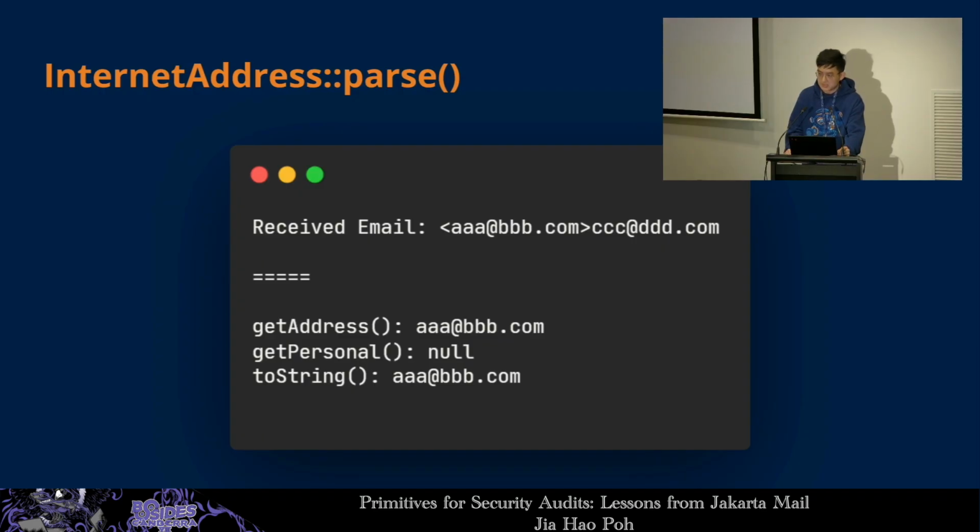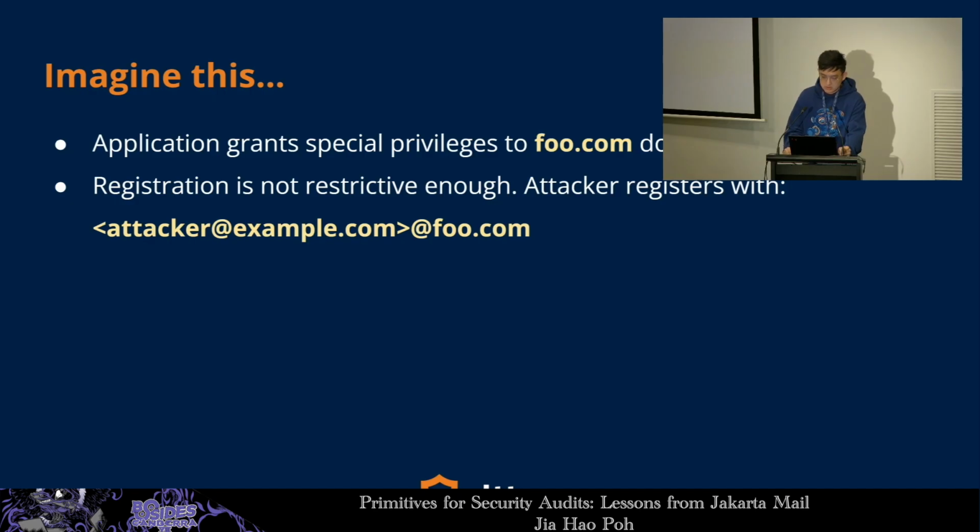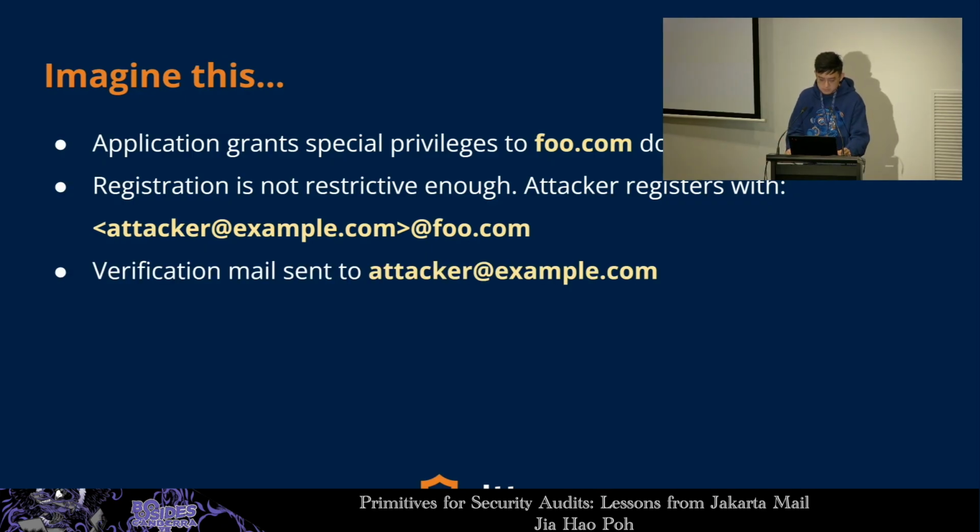So you might be wondering what the implication of this behavior is. Let's assume this scenario. Say there's an application that identifies its users via their email addresses, and it also grants special privileges to accounts from the foo.com domain. And if the registration is not restrictive enough, we could register with an email address similar to the example we have seen earlier. Note that the string now ends with @foo.com. We also know from the example earlier that the email will be sent to the address in the angle brackets. So let this be our attacker controlled email address.